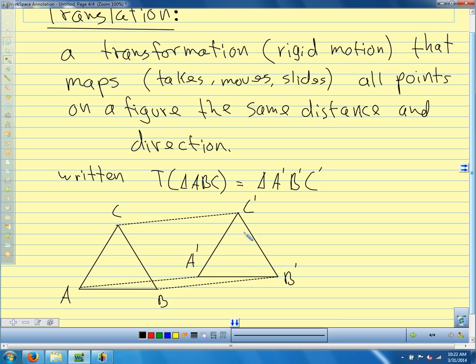And if I do that translation, corresponding sides and corresponding angles are congruent. So whatever angles or sides on the image are congruent to the angles and sides on the pre-image. Just like we talked about, angle A is congruent to angle A prime, etc., etc. So these two triangles end up being congruent.